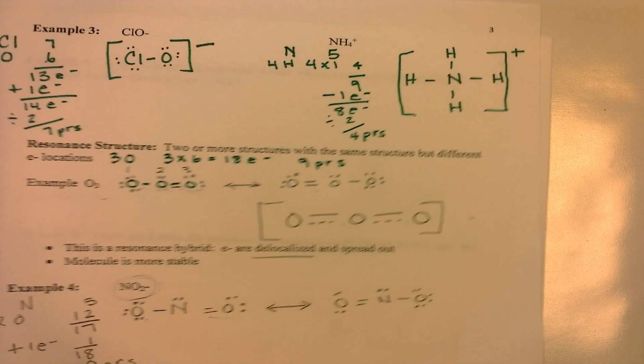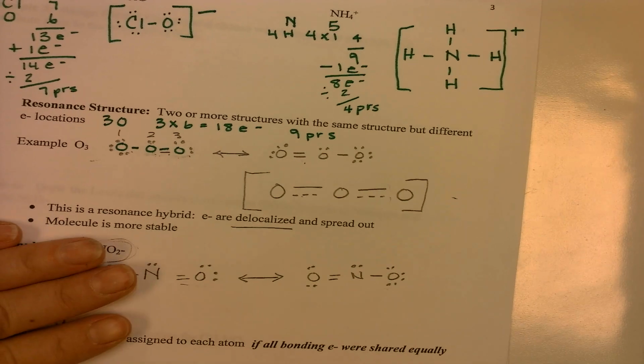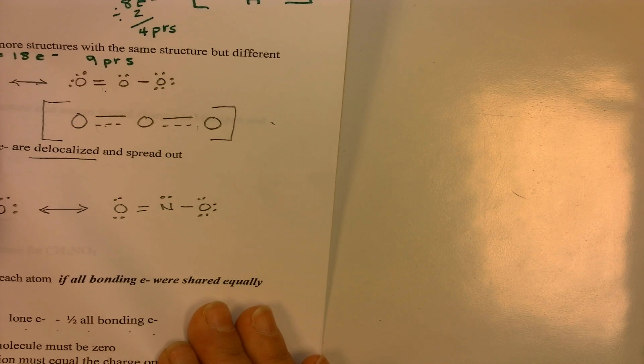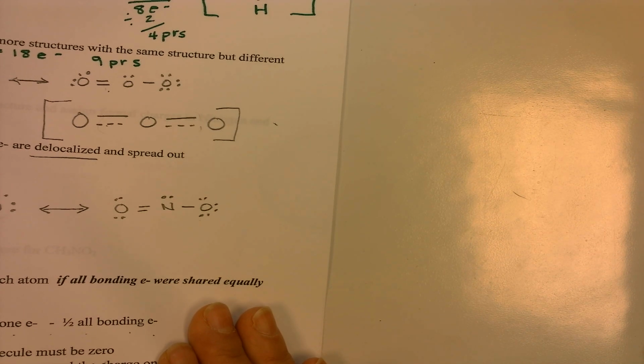I have practice problems, so let me check and see what we have for the packet. Yep, exceptions to the octet rule. So let's do Lewis dot structures on the practice packet for the rest of today, and then next class we'll finish the packet, we'll do exceptions, and we'll practice formal charges because we'll have Lewis dot structures done. We'll take the Lewis dot structures and do formal charges and exceptions.